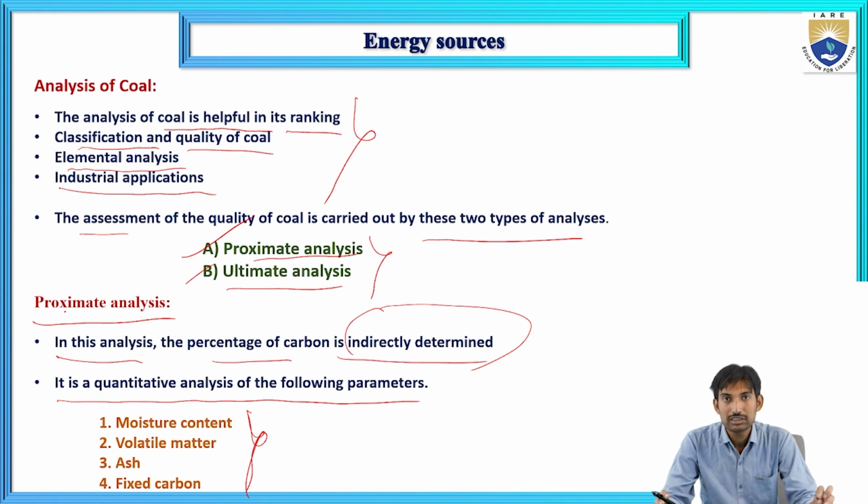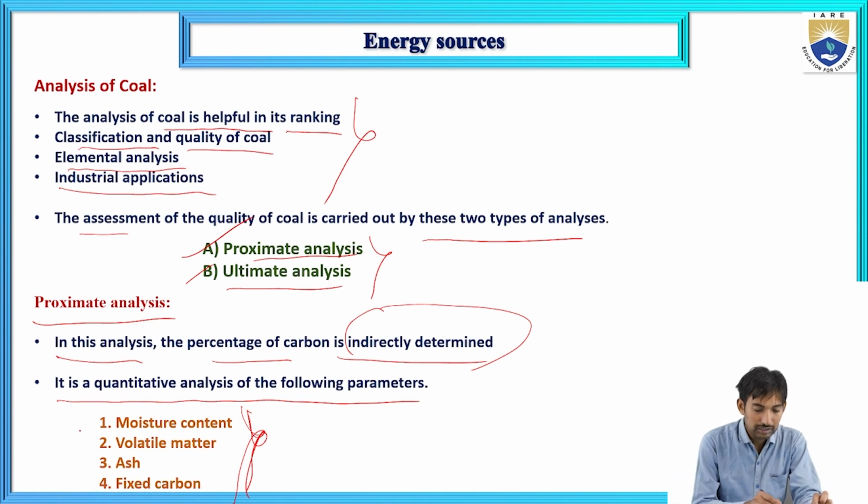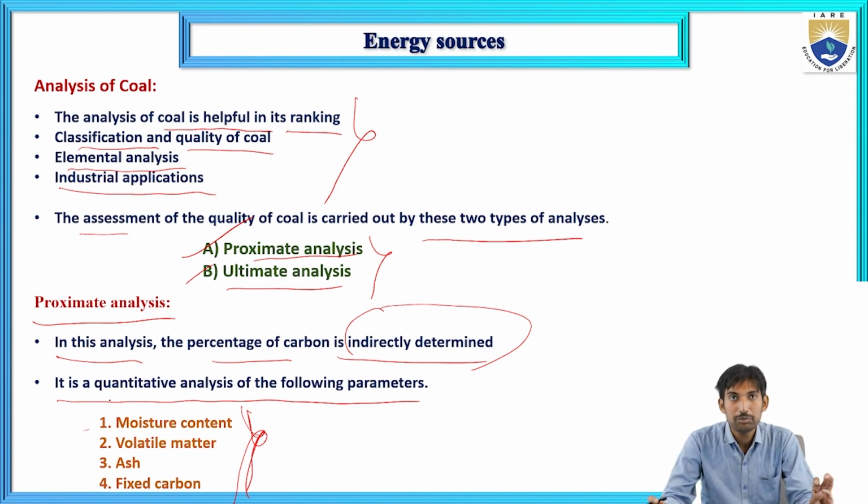The proximate analysis is an indirect determination of the percentage of carbon present in the coal. By using this proximate analysis, we can estimate the moisture content, volatile matter, ash, and fixed carbon present in the coal quantitatively.